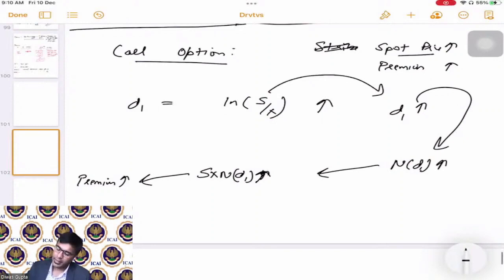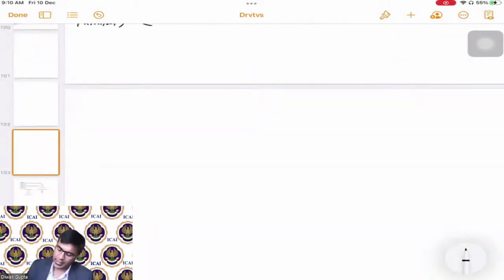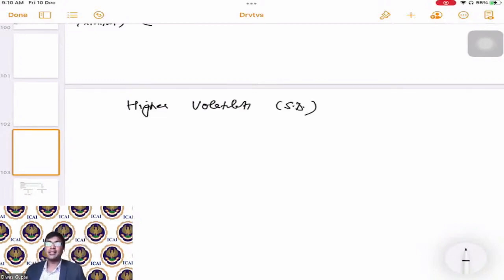Okay. Now tell me one more thing. If there is a higher volatility, that means higher SD, that means the stock prices are bound to go up and down very heavily. It can go to plus also, it can go to minus also. It is highly volatile. That means the standard deviation is high. Correct. Standard deviation is also high.